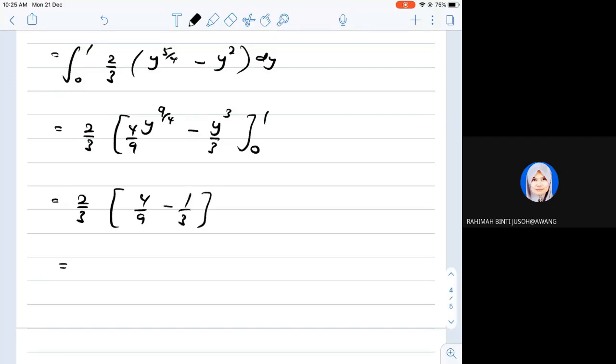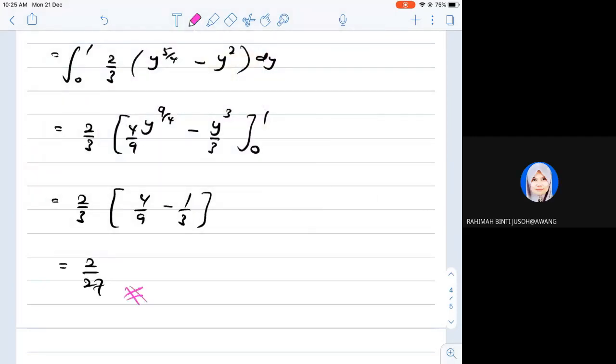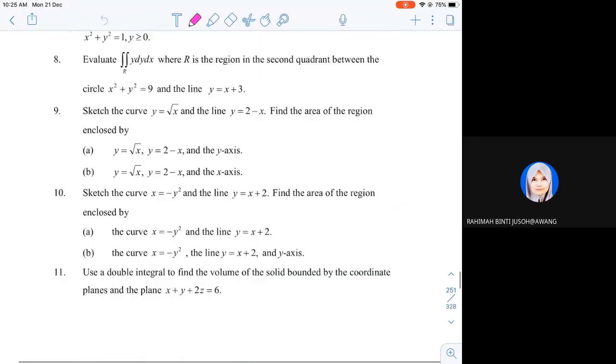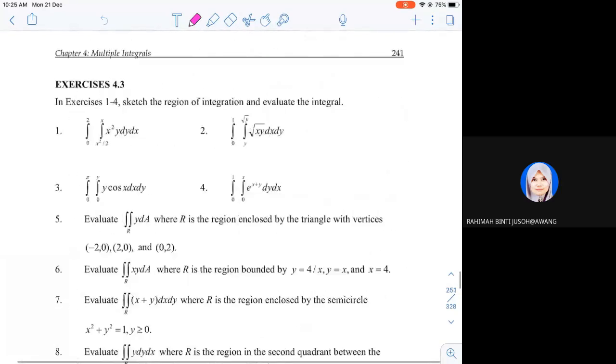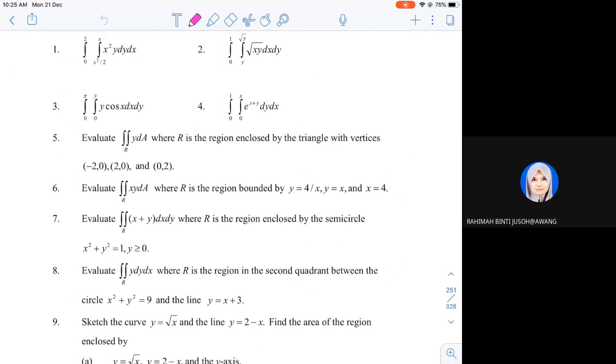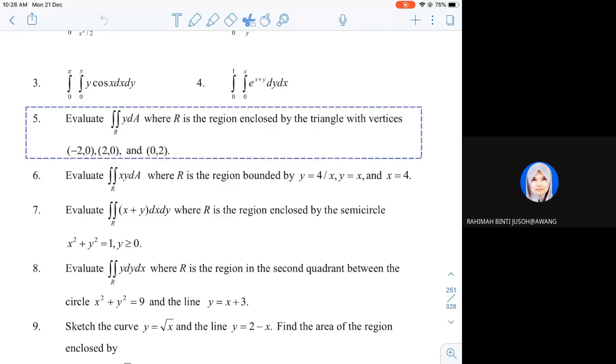Can you give me the answer? Please calculate this. What should you get? 2 over 27. Yes, 2 over 27. Okay, good. Is this the answer? Question number 2, 2 over 27. Okay, yes. Okay, good. So next, question number 3, number 4. I think it's quite simple. So let us proceed to question number 5.